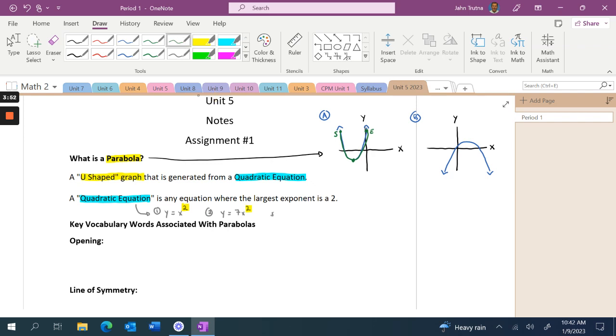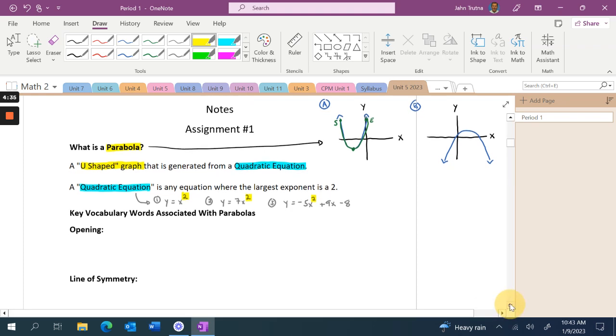All right, here's a more detailed quadratic equation. This would be the third example, which would be, say, y is equal to negative 5x squared plus 9x minus 8. Okay, you guys, so notice even in this third example, even though I have a negative 5, I have a plus 9x, I have a negative 8 here, if the largest exponent is a 2, then it is what's known as a quadratic equation. Quadratic equations always graph to make parabolas, okay? And you're going to learn about certain key vocabulary words associated with parabolas.